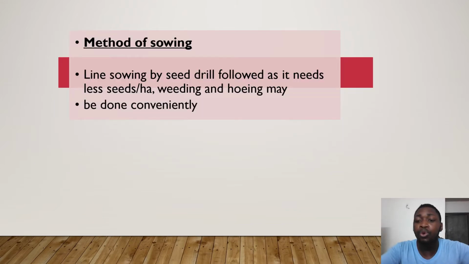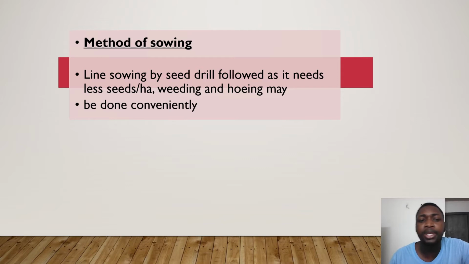What is the method of sowing which is used in soybean crop? In crops we have various methods of sowing, but here I'm only interested in the methods of sowing of soybean crop. So we have line sowing by seed drill, followed as it needs less seed per hectare. Weeding and hoeing may be done conveniently.